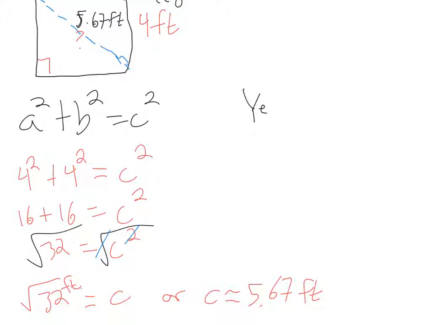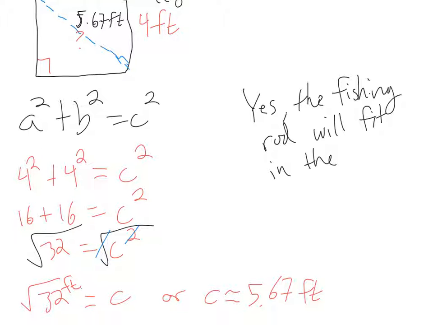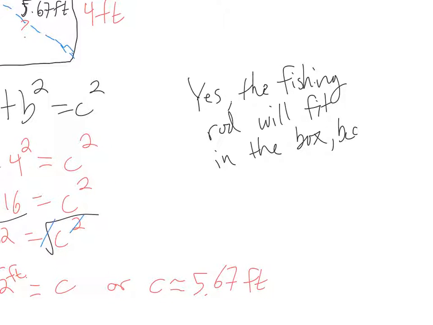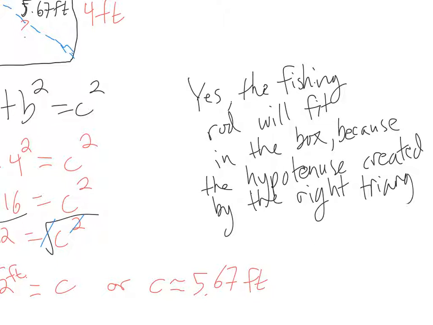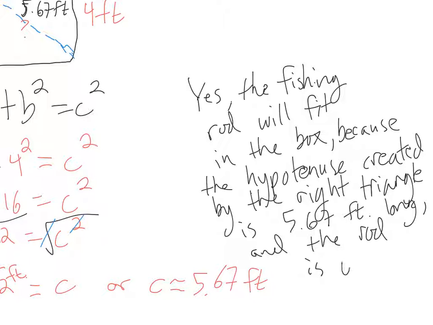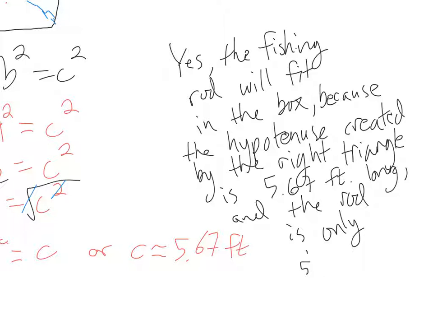So we could say yes, the fishing rod will fit in the box because the hypotenuse created by the right triangle is 5.67 feet long, and the rod is only 5.5 feet long. And that's good enough explanation for that.